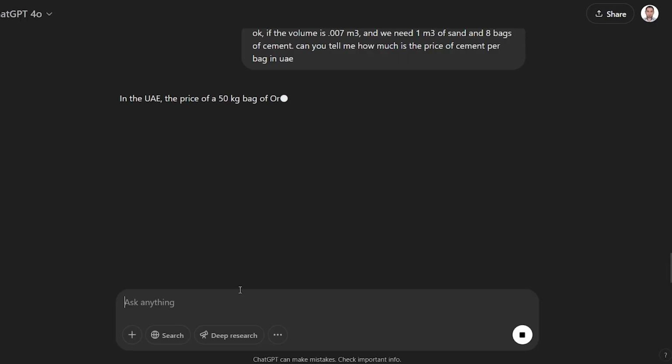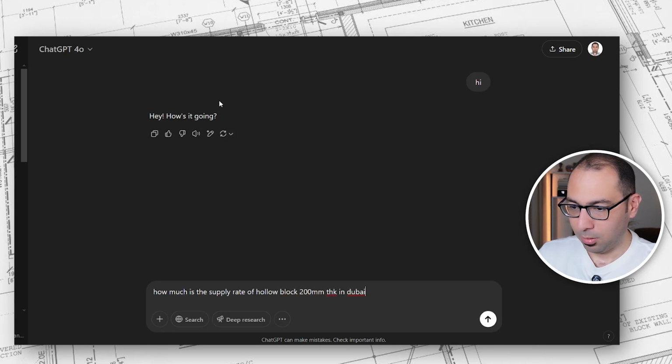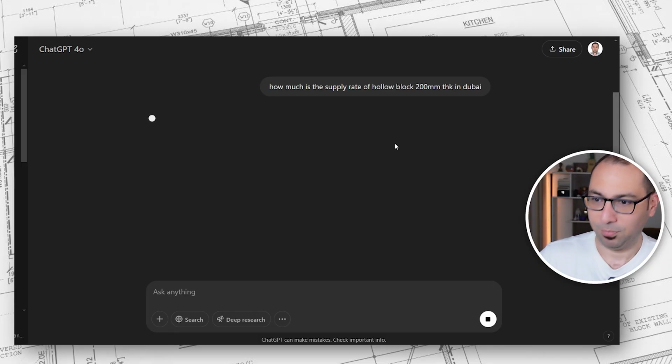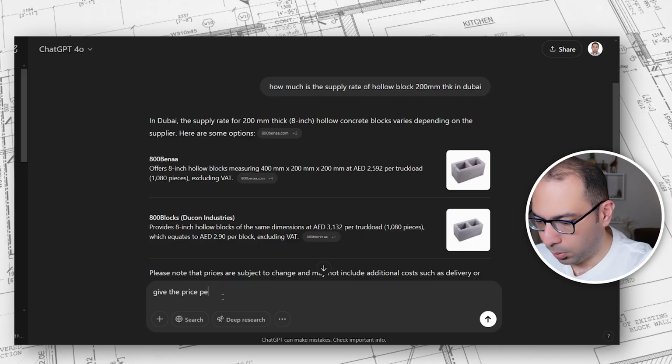AI technology is here to stay, and that's why I tried ChatGPT to estimate the cost, and here is what happened. How much is the supply rate of hollow block 200 mm thick in Dubai? So we'll just ask this question. We need to know how much is the supply rate. Okay, give the price per block, please.